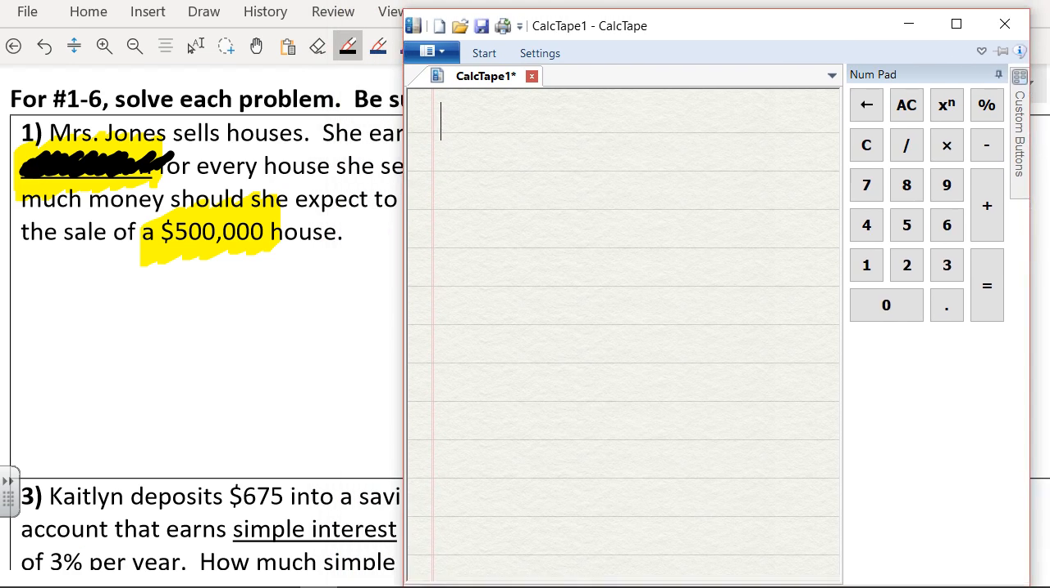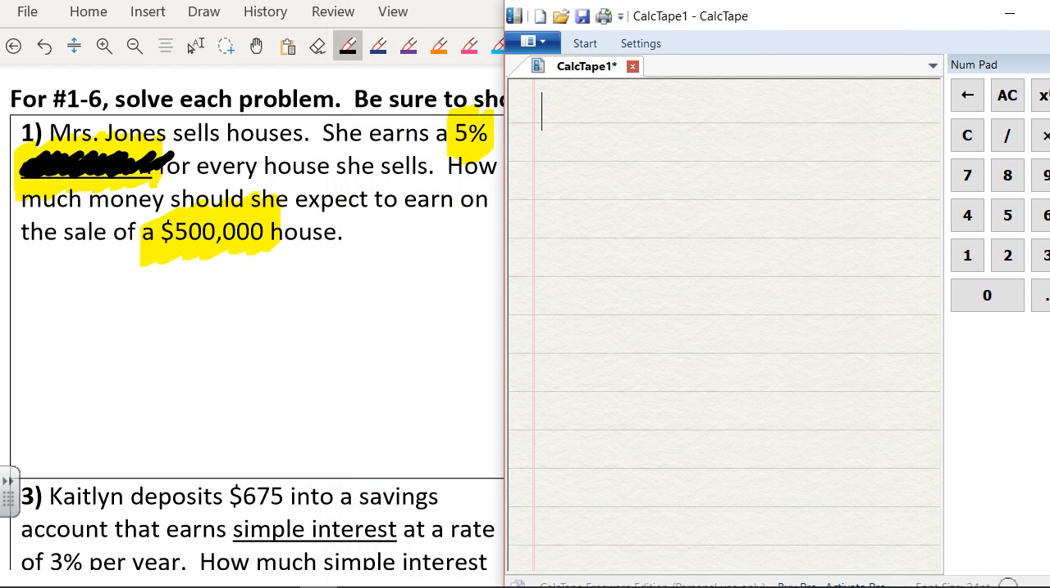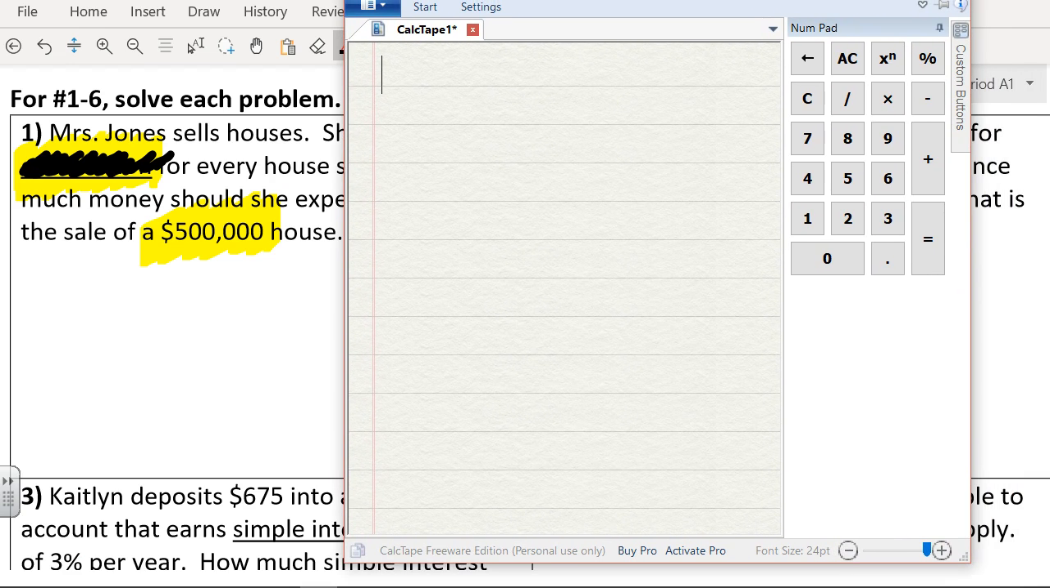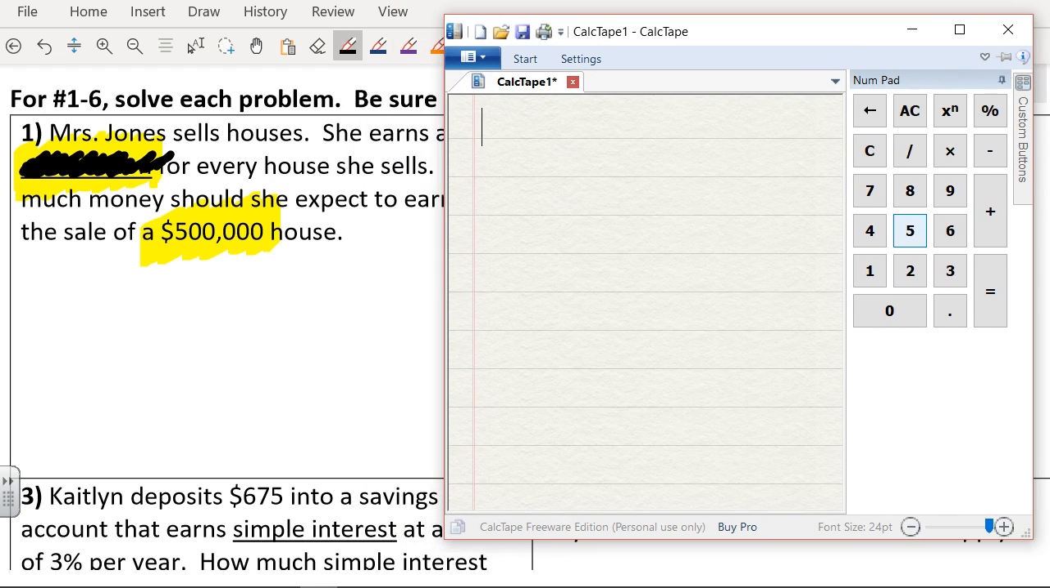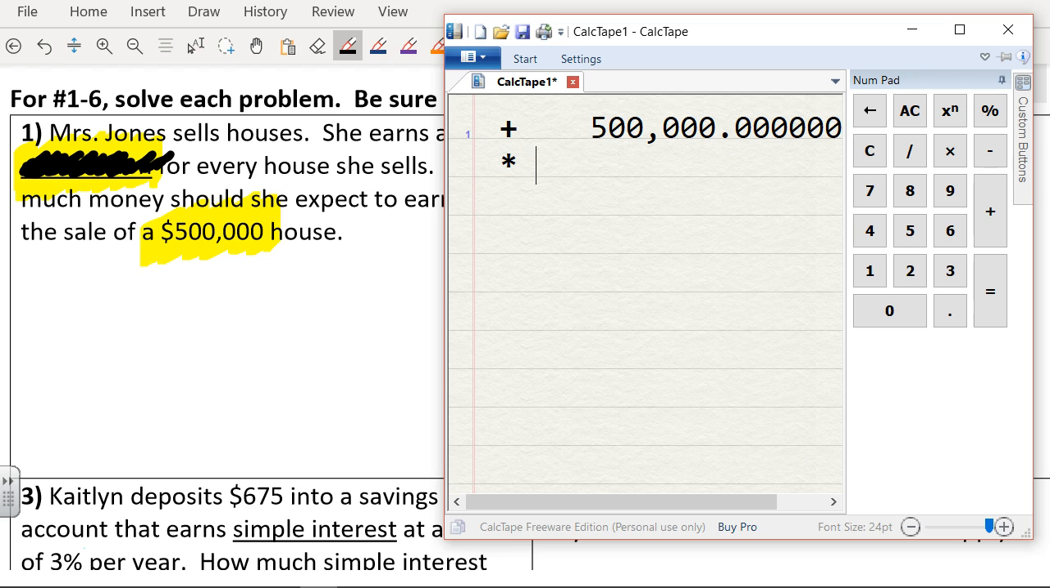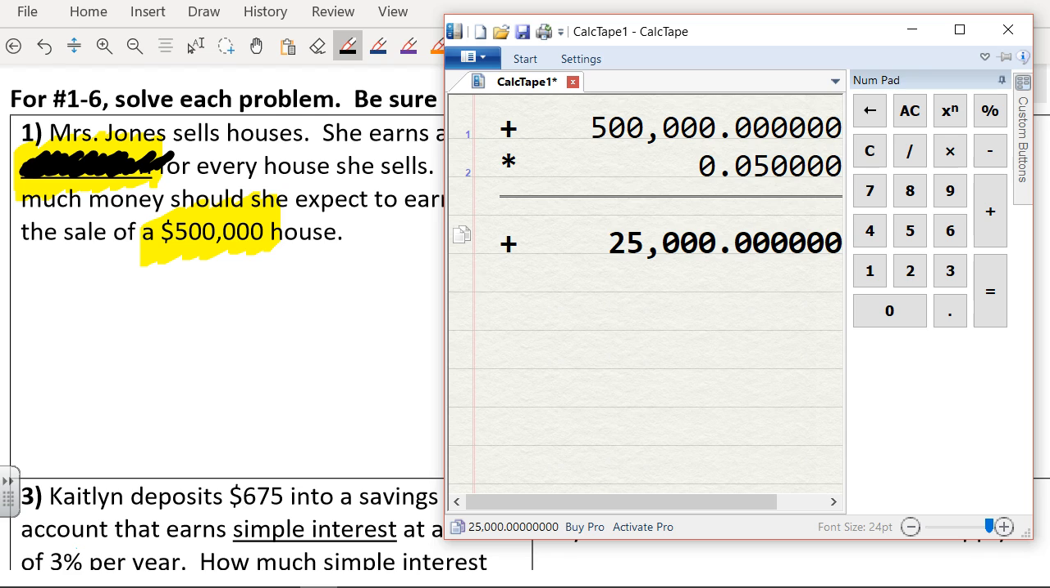How do we find 5% of $500,000? Okay, so I did 500,000 times 5%. Okay, but I'm gonna pretend we don't have that percent button because I want you to know how to do it. How do we multiply it times 0.05? Awesome. Okay, so the answer is $25,000.